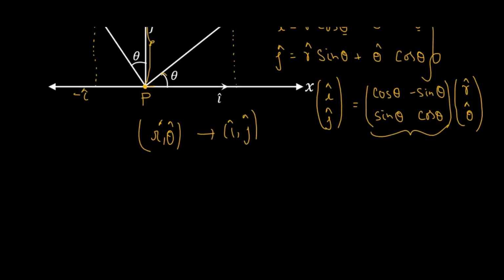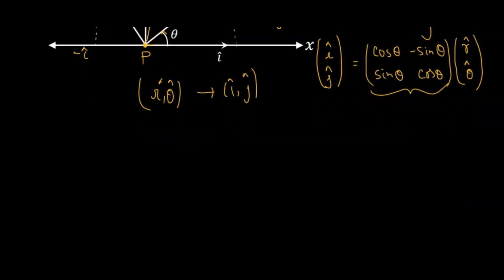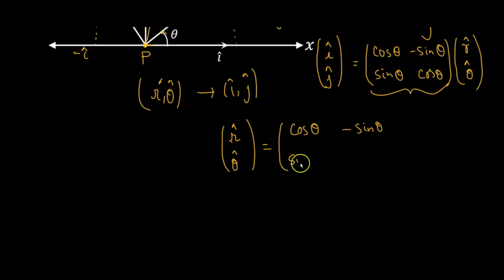So for that, what we'll do, we'll have to take the inverse of this transformation matrix. So that means we have r cap theta cap, that will be equal to, so let's rewrite the matrix, the transformation matrix, cosine theta, minus sine theta. In the second row we have sine theta, cosine theta. We take the inverse of it and then multiply it to i cap j cap.